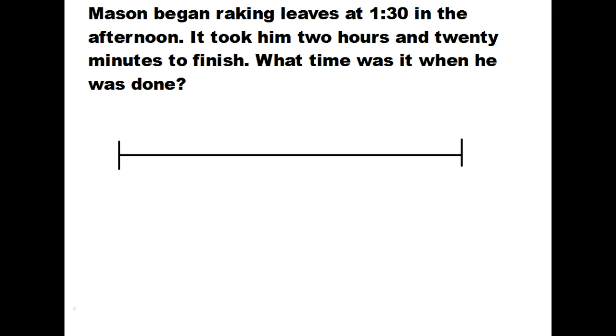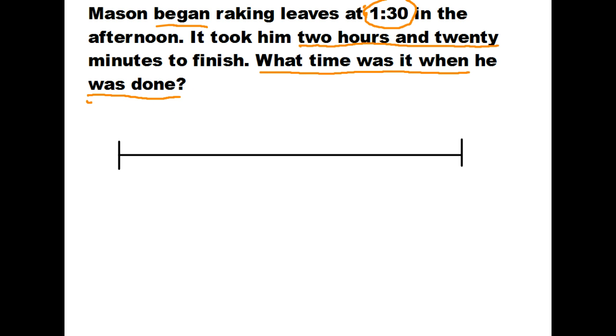So the next thing I need to ask myself, am I looking for a starting time or an ending time? Well, Mason began raking leaves at 1:30 in the afternoon, and began, of course, is a signal word telling me that he started at that time. So he started at 1:30 in the afternoon. Then it took him 2 hours and 20 minutes. So there's our elapsed time. That's how much time elapses between the 1:30 when he started, and we don't know what time it was when it ended. That's our job. That's what it's time to figure out.